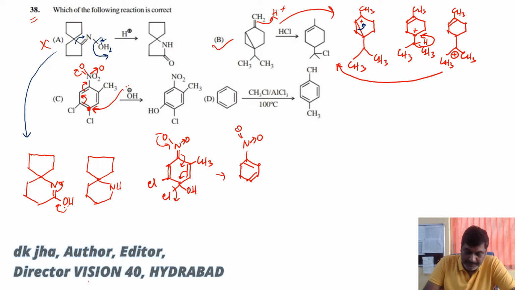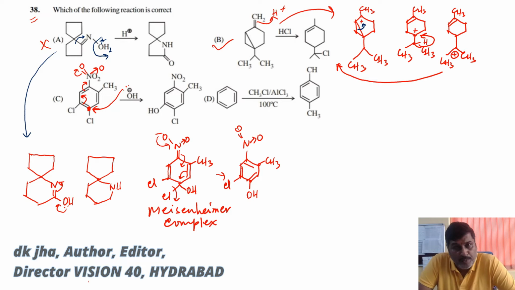And let the Cl be here as it is. The Cl will be here in this Cl group, which is activated by this NO2 group, which is a very strong electron withdrawing group. So this is substituted. This is basically the Meisenheimer complex. This is basically nucleophilic substitution.